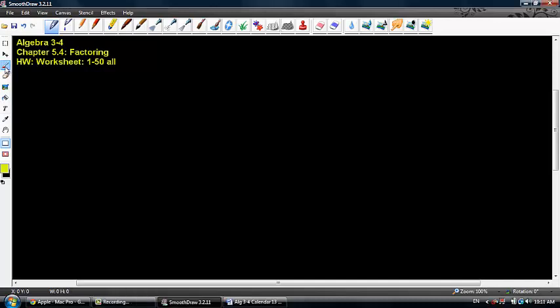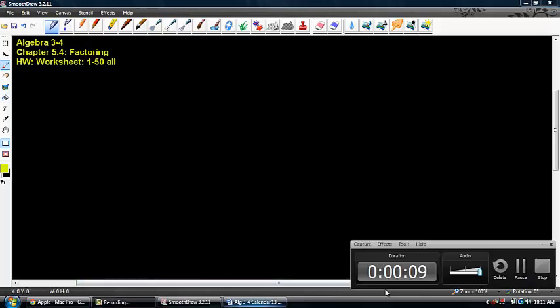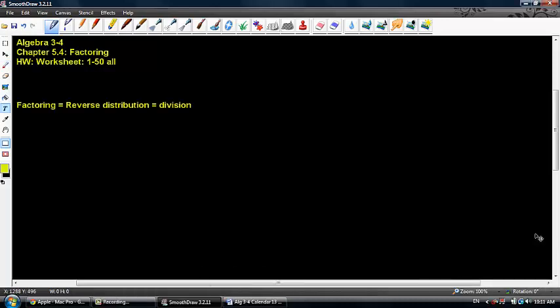Alright, this is chapter 5.4, which deals in factoring. A couple things I need you guys to know about factoring is that factoring is division. Sorry, I had to type that in. You are reverse distributing the things that are inside of a polynomial. So there are a couple of different ways of factoring that I need to show you guys.